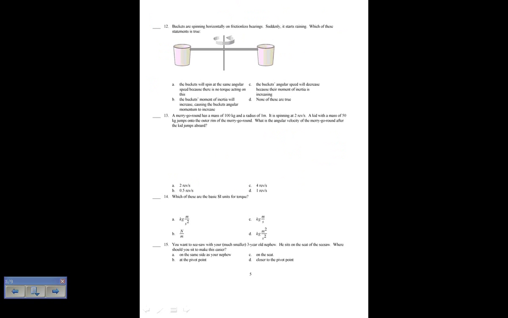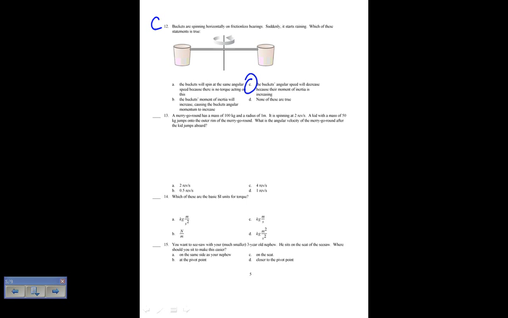Buckets are spinning horizontally in frictionless bearings. It starts raining. Which of these statements is true? As the mass increases, the moment of inertia increases. The angular momentum stays the same, so the speed decreases. So that's C.